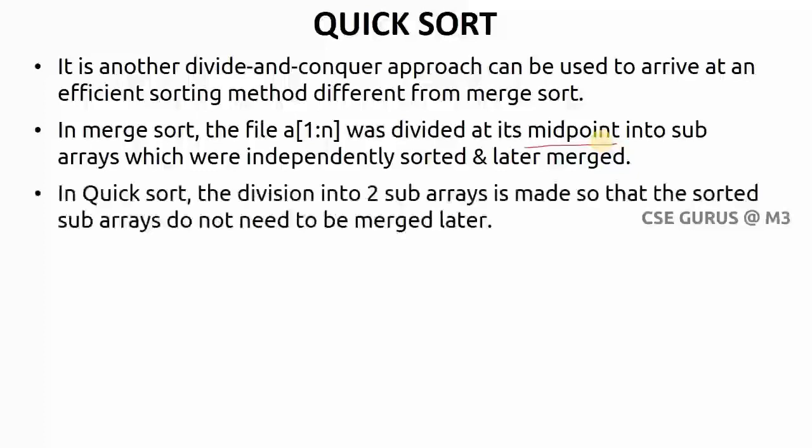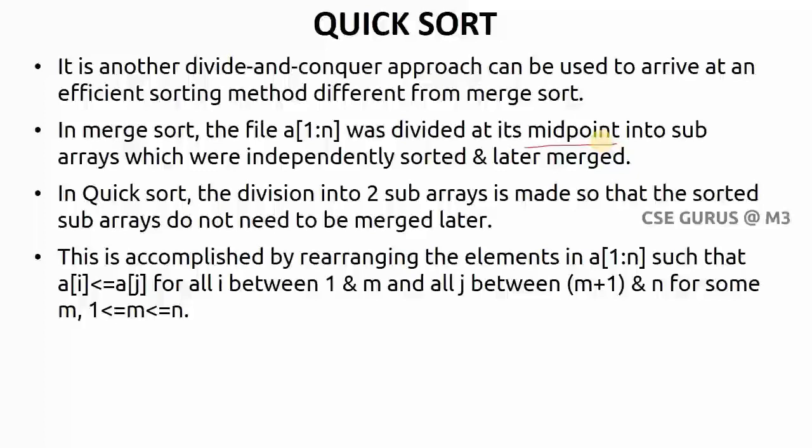Now in quicksort, the division into 2 subarrays is made so that the sorted subarrays do not need to be merged later. Why? Because you are just rearranging the elements. You are not taking an auxiliary array here, whereas you have taken an auxiliary array in mergesort. So here you are not taking any auxiliary array. You are just simply rearranging the elements in order. That is the thing we need to observe here.